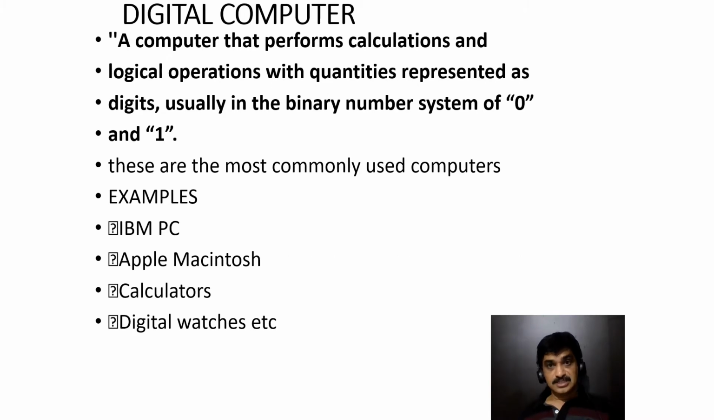If you see the digital computer, it is a computer that performs calculations and logical operations with quantities represented as digits using the binary number system of 0 and 1. These are the most commonly used computers like IBM PC, Apple Macintosh, calculators, digital watches, right? If it is 12:30 in the watch, it shows 12:30. So it is a readable format.